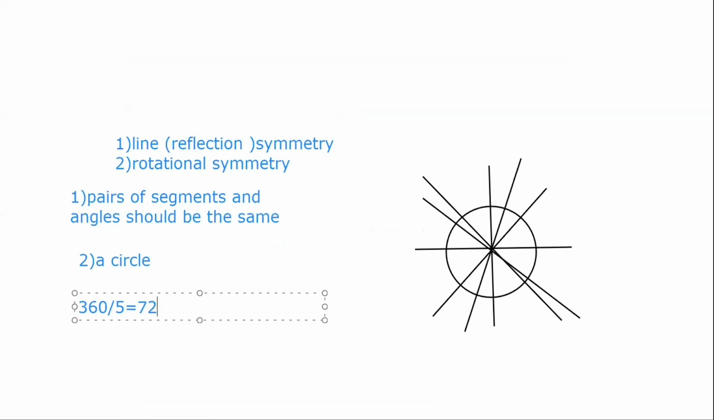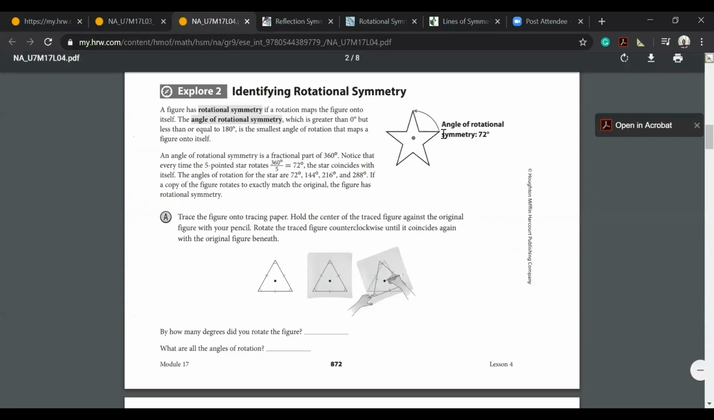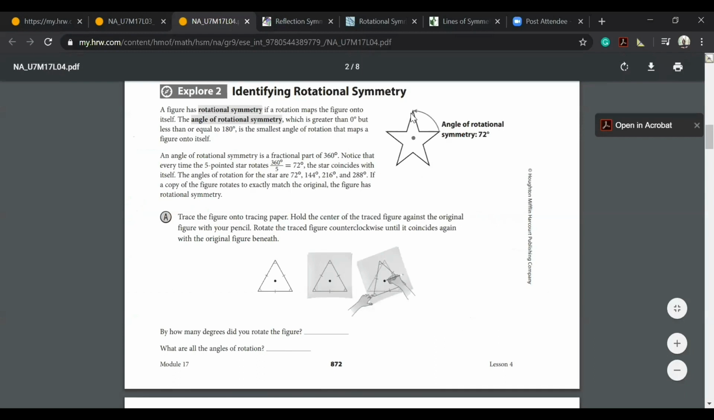If I rotate my star by 72 degrees each time, what will happen? My star will remain as it is. If I rotate it 72 degrees, and then 72, and then 72, and then 72, and then 72, each 72 will make the figure as it is.